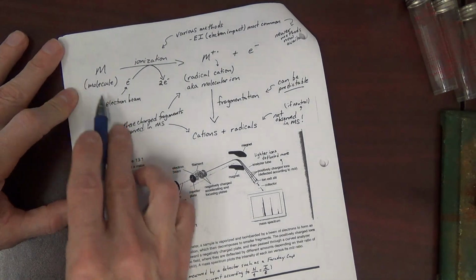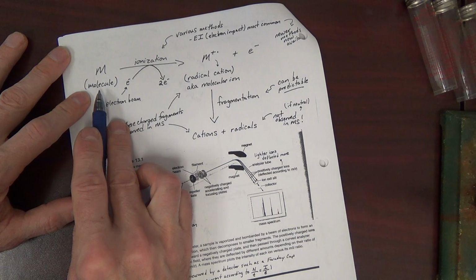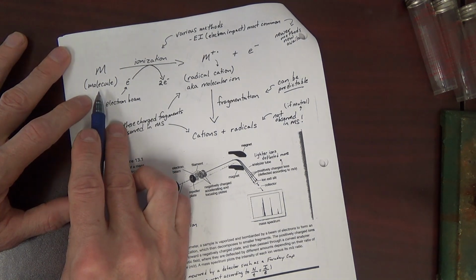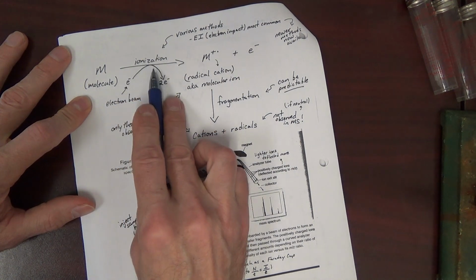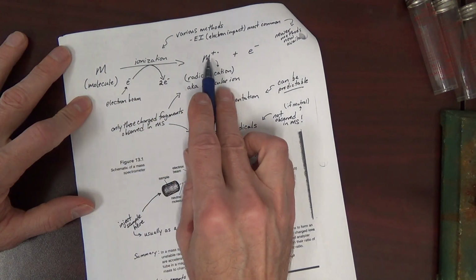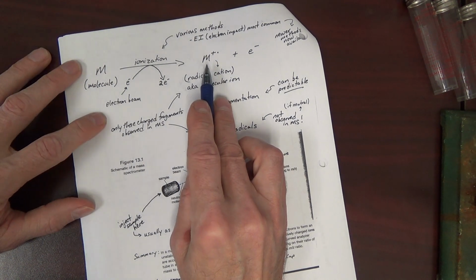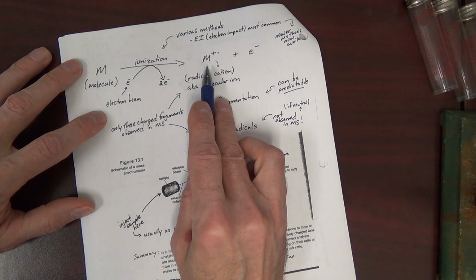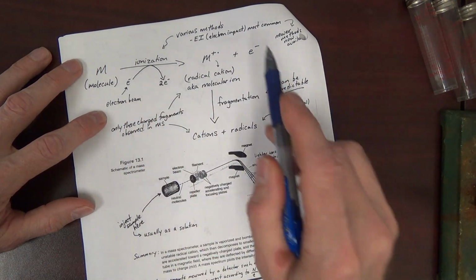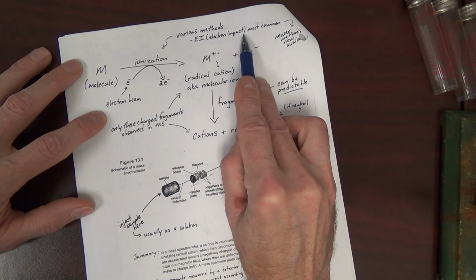Okay, we begin with some type of molecule. First thing we have to do is ionize this molecule. Ionization, converting it to an ion. We convert it to a cation. And the way we do this is, well, there's actually a variety of ways that we can ionize. The most common method of ionization is electron impact.